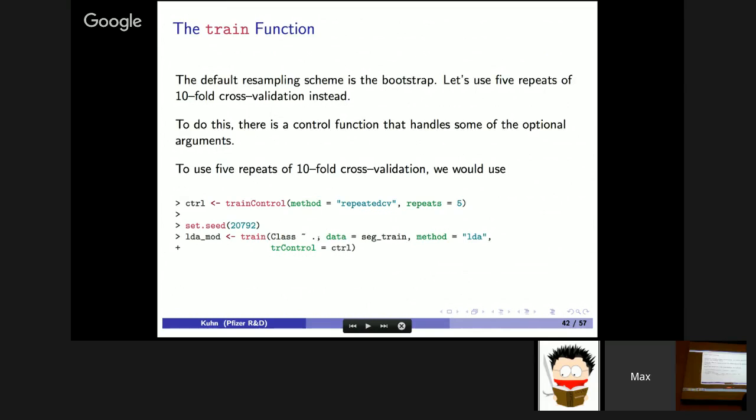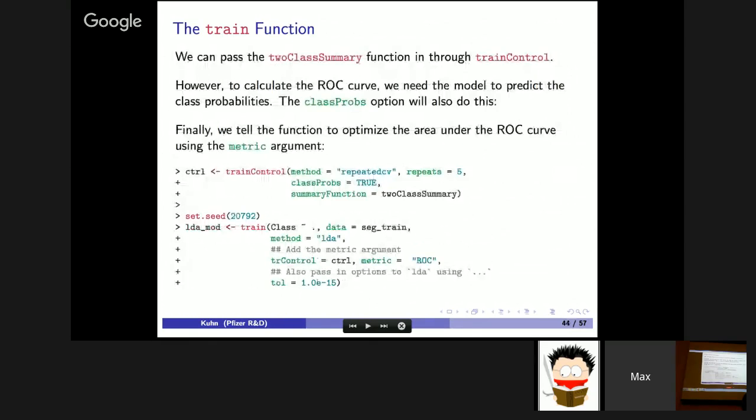And so you can do that kind of thing. You can pass things along to the underlying modeling function here, which is a nice little feature. So this is my call.